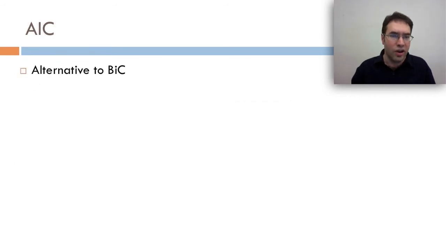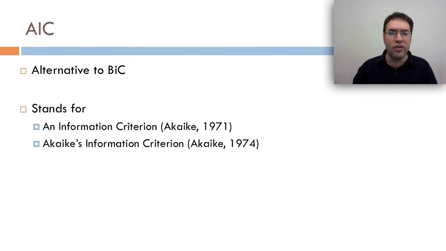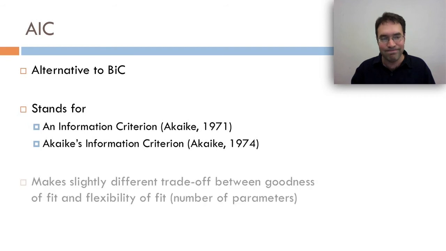AIC is an alternative to BIC. AIC stands for, first, an information criterion, Akaike 1971, and later, and somewhat modestly, Akaike's information criterion, Akaike 1974. It's nice when you're the one who invents the method. You can name it after yourself. Akaike's information criterion makes a slightly different trade-off between the goodness of fit and the flexibility of fit.